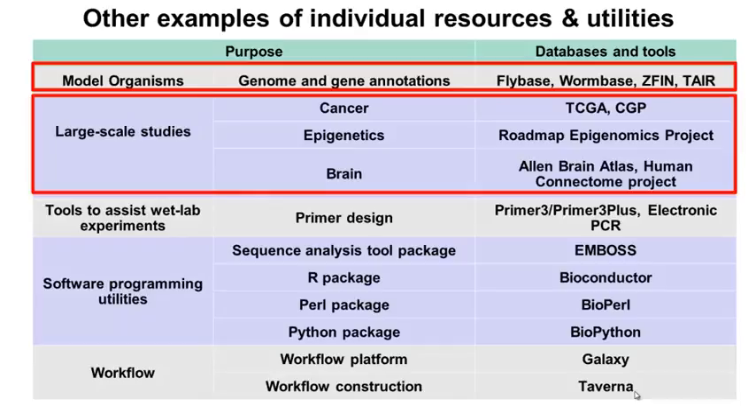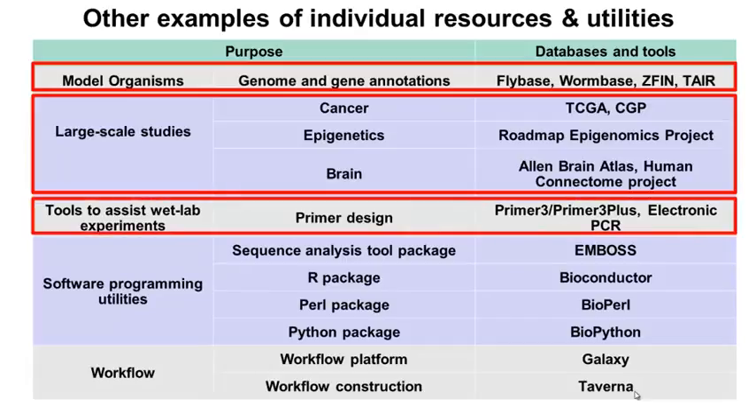Some large-scale projects have their own databases, such as cancer databases, TCGA and ICGC, epigenetic data in the Roadmap Epigenomics project, and brain structure and connectivity databases, Allen Brain Atlas, and Human Connectome Project. There are a number of tools that assist wet lab experiments. For instance, to assist primer design, there are tools such as Primer3Plus and electronic PCR.